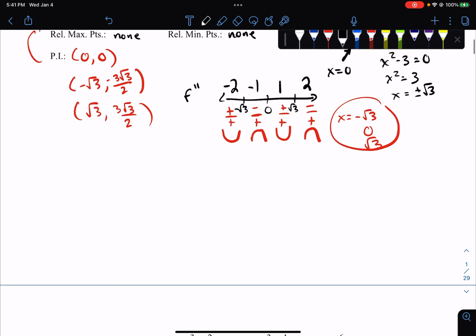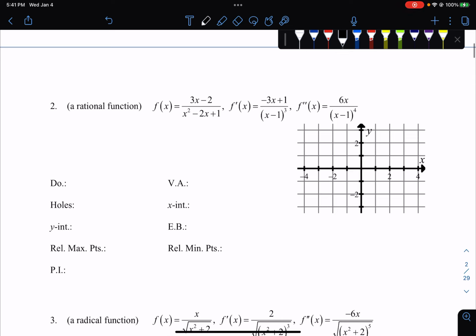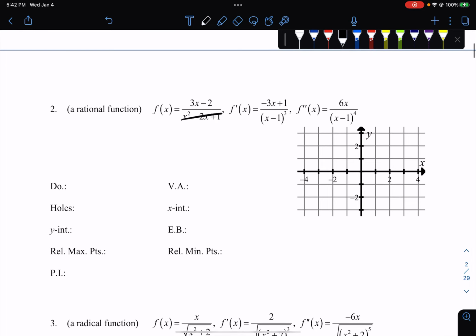All right, next example. Another rational function, f of x equals 3x minus 2 divided by x squared minus 2x plus 1. All right, this one, domain restrictions. Is there anything that's going to make the bottom become 0? I think there is, because this actually factors to become x minus 1 times x minus 1, and it doesn't cancel. But there is a number that I can't put on the bottom.